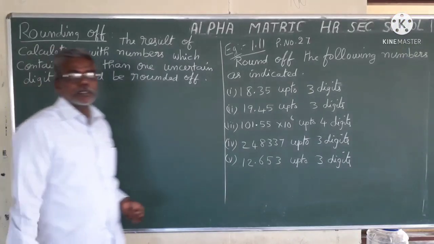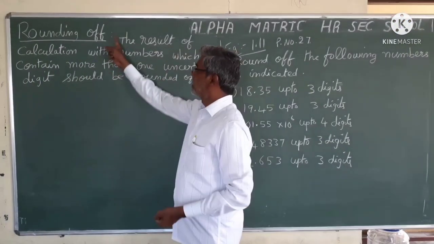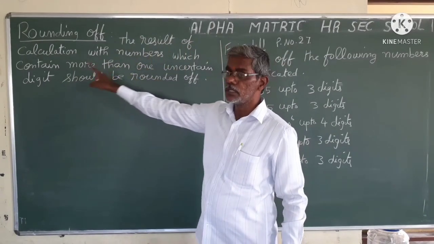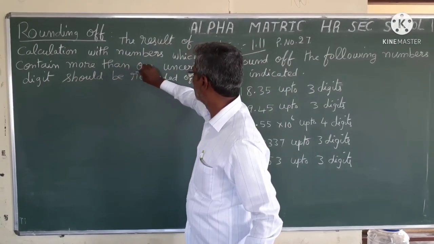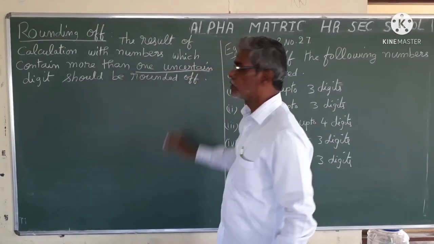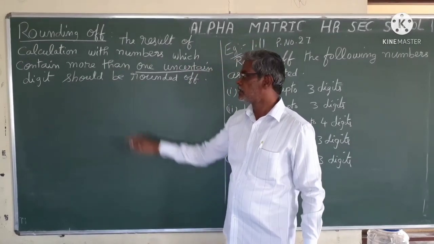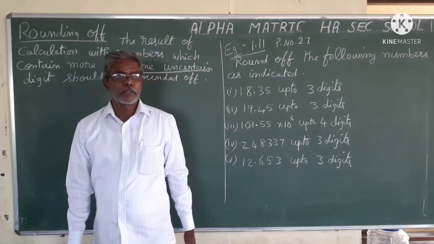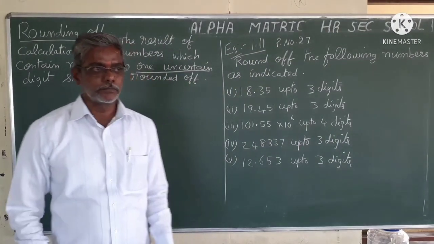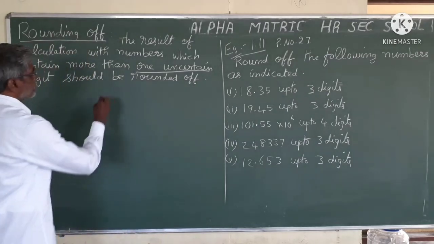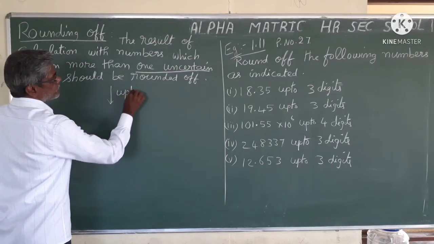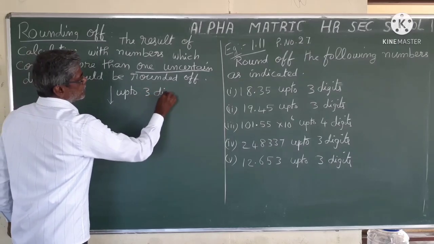Now we will see rounding off. So rounding off means the result of a calculation with numbers which contain more than one uncertain digit should be rounded off. For rounding off, there are some rules to be followed. Let us see. We are going to see up to 3 digits.